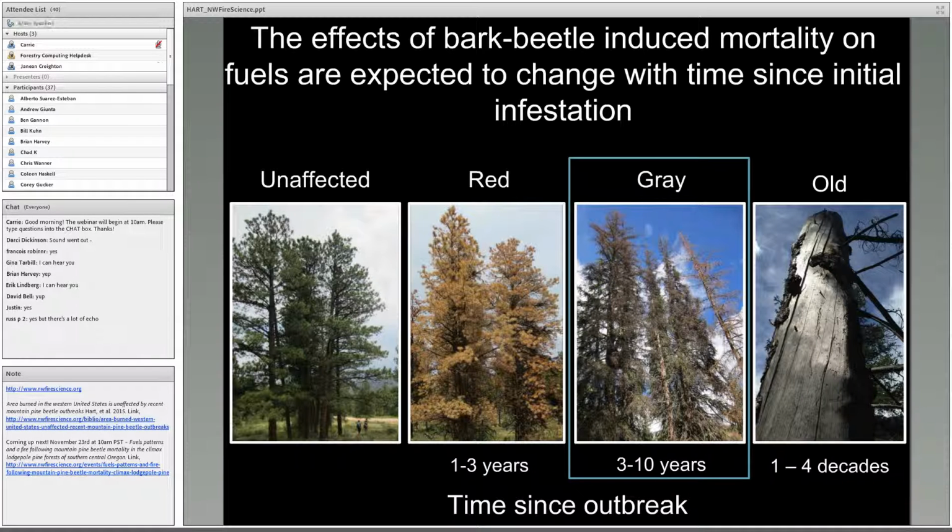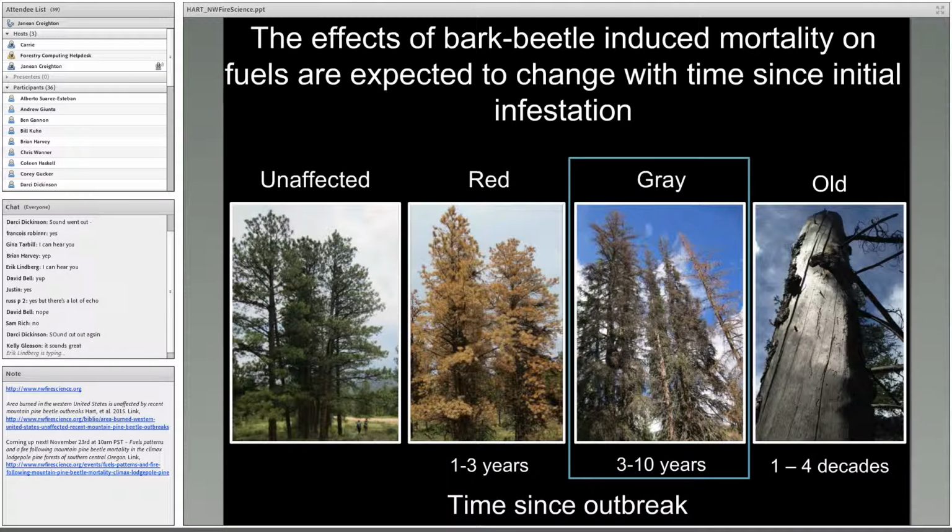I'm getting that there's a lot of echo. If there's echo, it's probably on your end for some reason. Okay, I'm going to ignore these comments for a little bit and keep going. Sarah, go ahead. You do sound good. I think when people are having echo issues, it's their equipment on their end. So go ahead. Okay, I'm going to keep going.